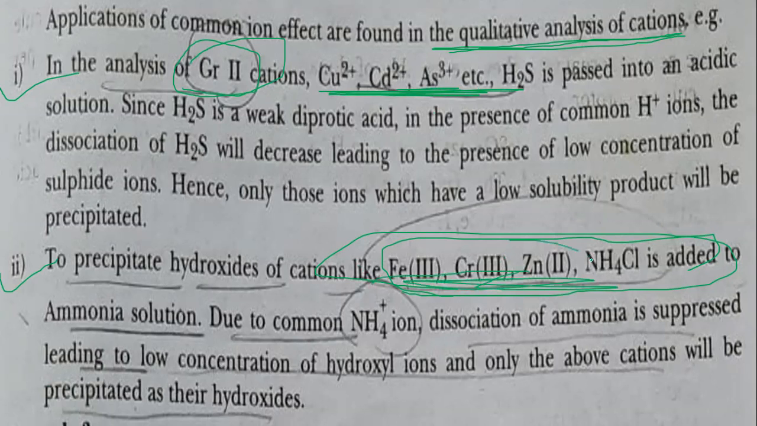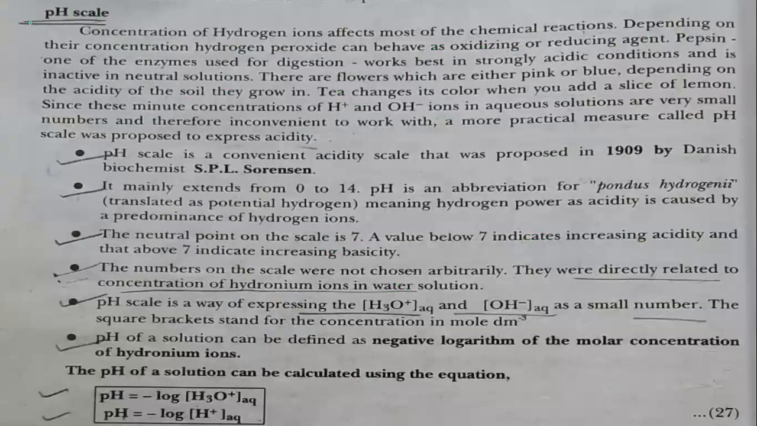Okay, if these ions and those ions are together in a solution, they can be separated with the help of the common ion effect. Okay. Now the next concept is the pH scale.